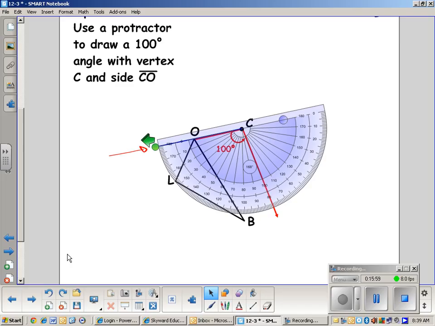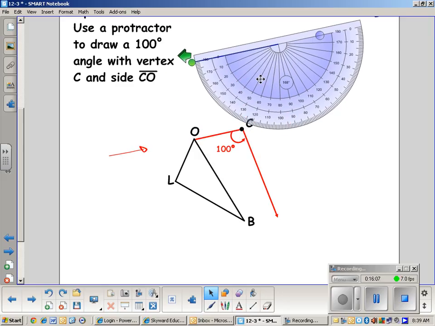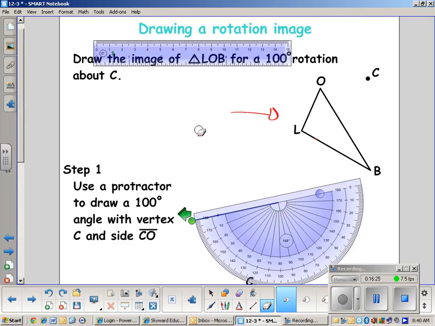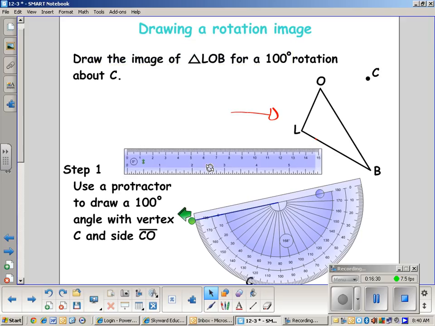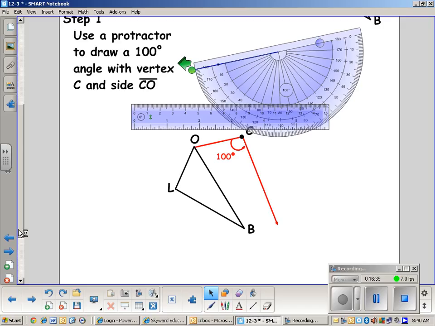Then I'm going to do this. Some people are really good at this, and after you've done a few, you can get your protractor out, measure all your 100-degree angles and stop there. And then get your ruler out and measure your distances. I'm going to go one at a time so that you can see what's happening.